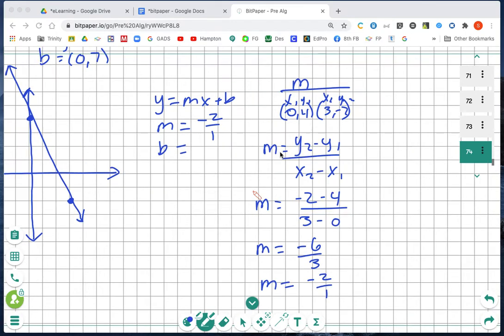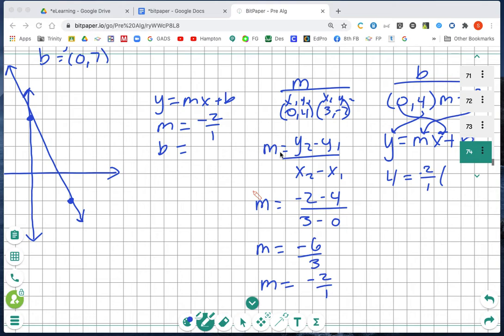Now I'm going to find my B. For my B, I need an ordered pair. I'm going to choose 0, 4 because it has no negatives. And I need a slope, and I'm going to use negative 2 over 1. Y equals mx plus b. Y is my 4. M is my negative 2 over 1. And x is my 0. So 4 is equal to negative 2 over 1 times 0 plus b.